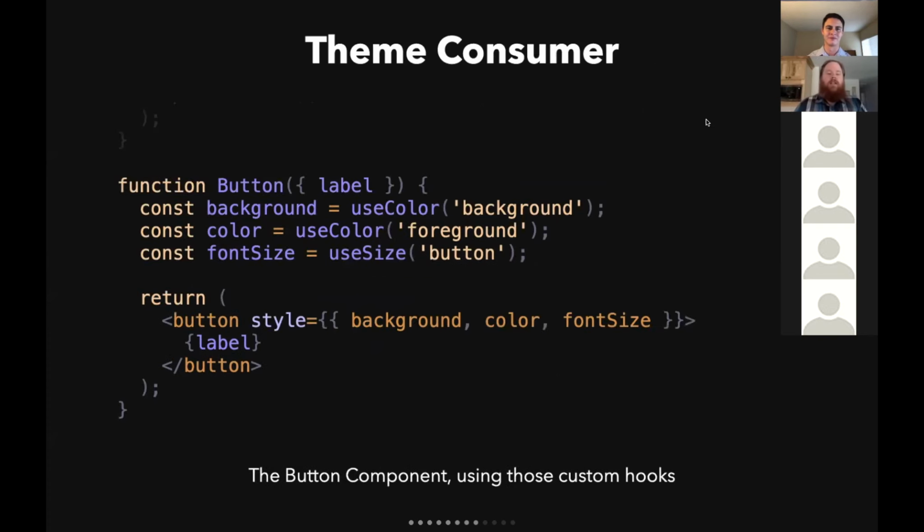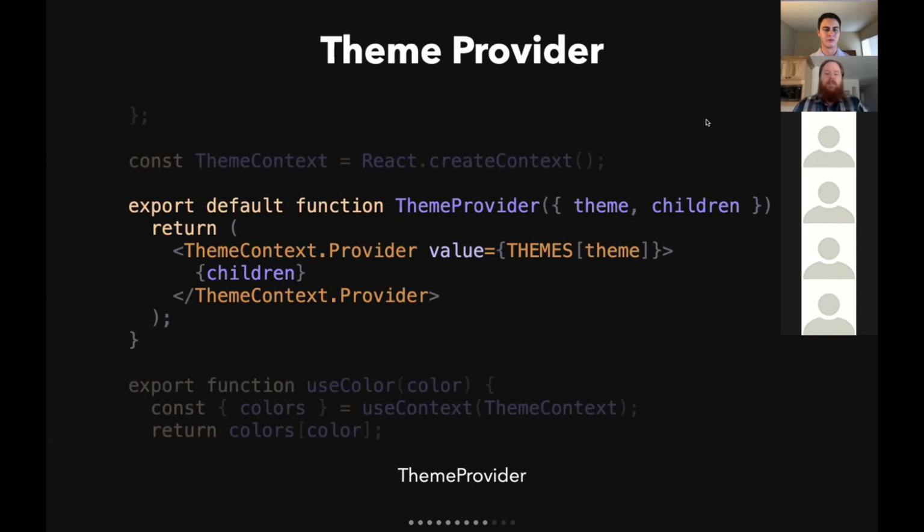So these useColor and useSize are custom hooks that we'll create in just a moment. We tell them which color we want, if we want the background or foreground, or which size, in this case, button. Then we can pass those down to our styling system to render appropriately. So the theme provider itself, as I said, we need to pass in the theme string, and we'll use the theme string and that themes object we had before to grab the actual theme set we need, and we pass that into the value of the ThemeContext.Provider.